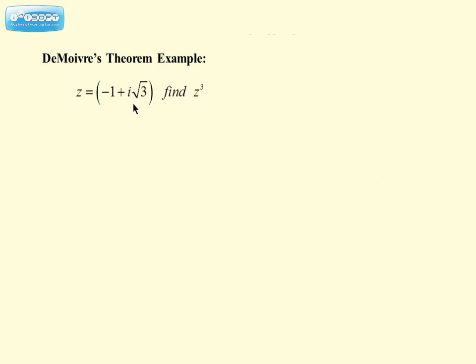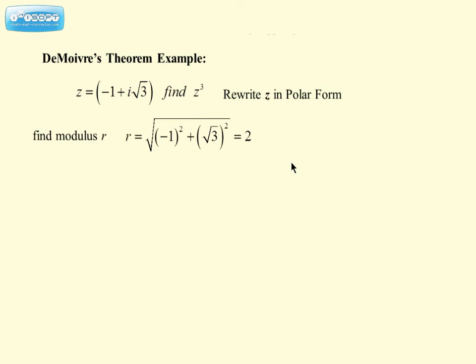Z equals negative 1 plus i radical 3. We want to find z to the 3. First, we must rewrite z in polar form to use De Moivre's theorem. The modulus r, we've calculated moduli previously using the Pythagorean theorem, and for this complex number it equals 2. The argument theta we find from the inverse tangent. It's 2 pi over 3.